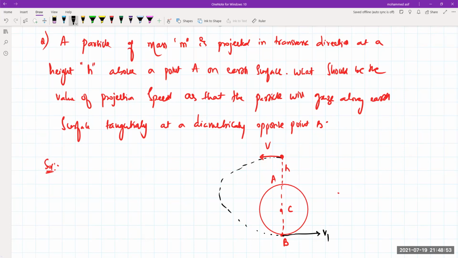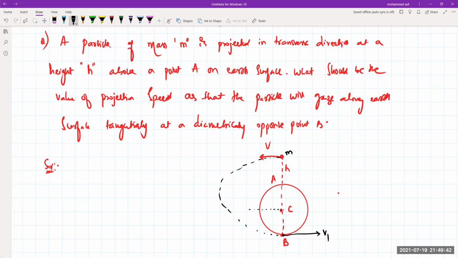Anyhow, see this question better. What exactly is it telling? A particle of mass m has been projected in a transverse direction at a height h above the point A on the Earth's surface. What should be the value of the projection speed such that the particle will graze along the Earth's surface tangentially at a diametrically opposite point? We are talking with respect to the reference of the Earth only. That means we can apply energy conservation here. Now tell me, when you are projecting the particle perpendicular to the motion, velocity into perpendicular distance will give what? The particle also has mass m. So m into v will be what? Momentum. Momentum into perpendicular distance is angular momentum. So we are talking right now about conservation of angular momentum. So we can conserve the angular momentum about the center.